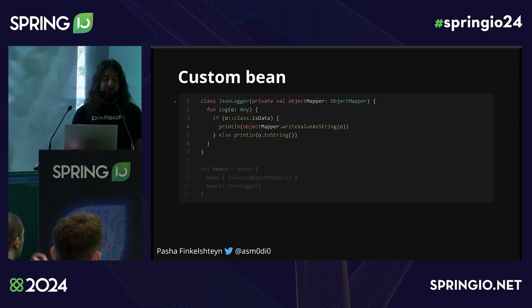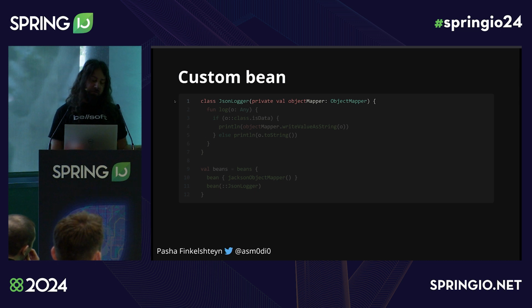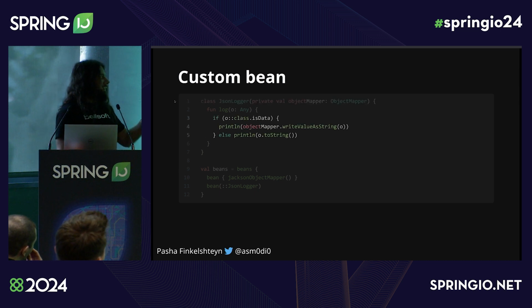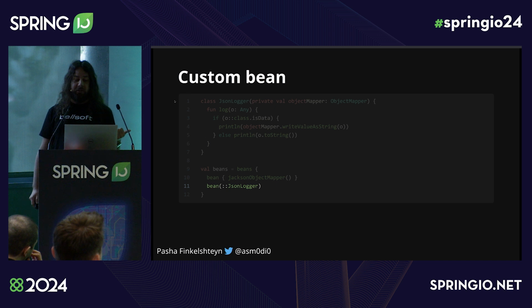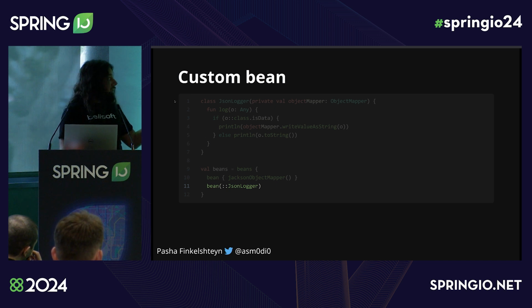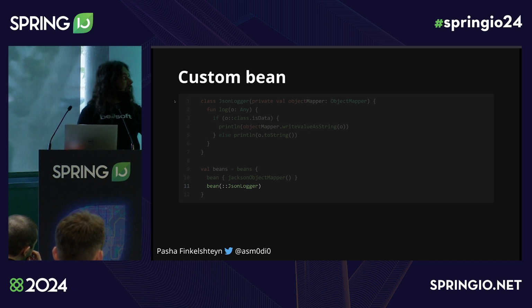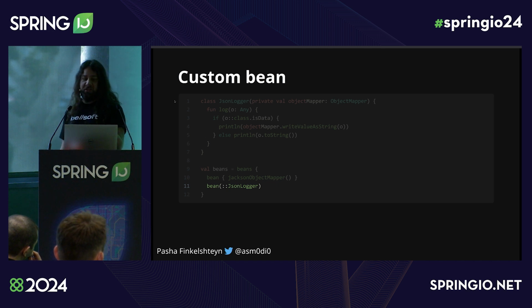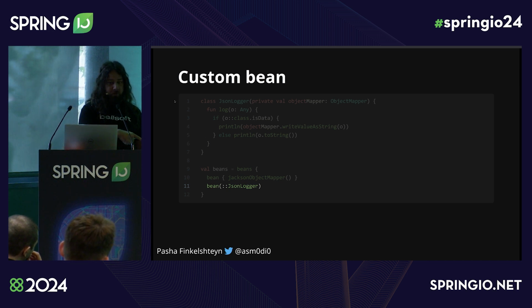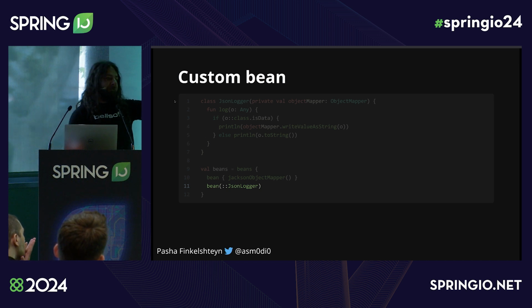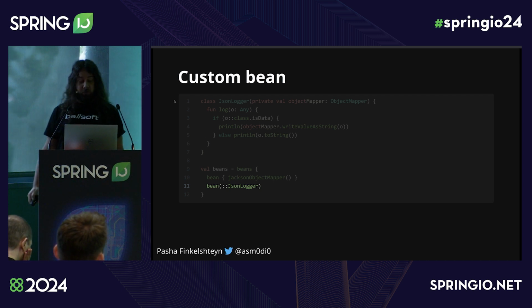Or let's say we need a custom bean. For example, this JSON logger. It accepts object mapper as its argument, and it does some stupid logic. I just wanted to write something in here. And for it to work inside our bean configuration DSL, we can write it this way, like bean JSON logger. We put here a reference to a constructor of our JSON logger, and it just works. Even though JSON logger actually requires an argument of type object mapper, Spring will find this object mapper inside the context and provide it to the constructor, which is, to me, very nice.